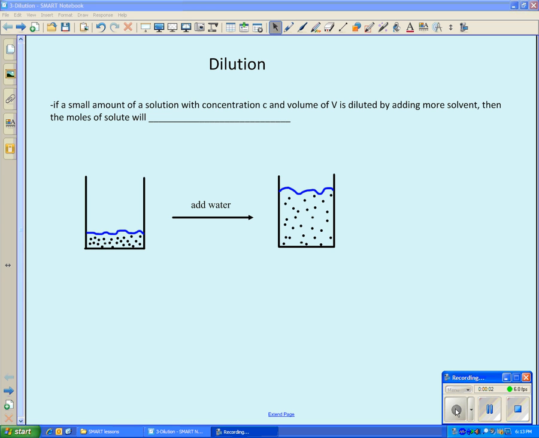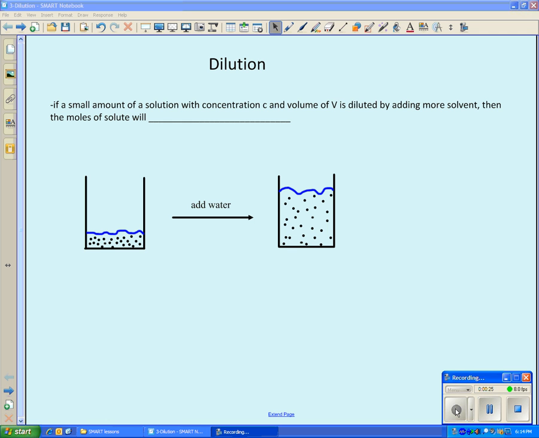It's very common in chemistry to start with something called a stock solution, a solution that's relatively concentrated, and to dilute that down to the concentration that's required for a particular reaction. So in this section, we're going to look at dilution. How do we add more water to something to get the desired concentration that we want?